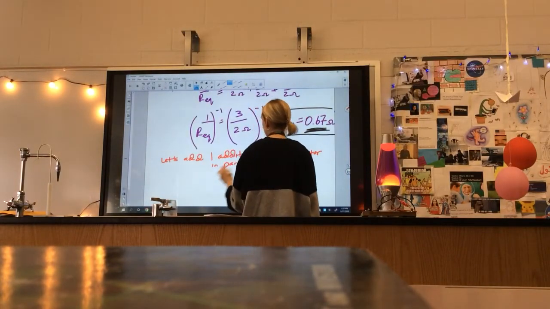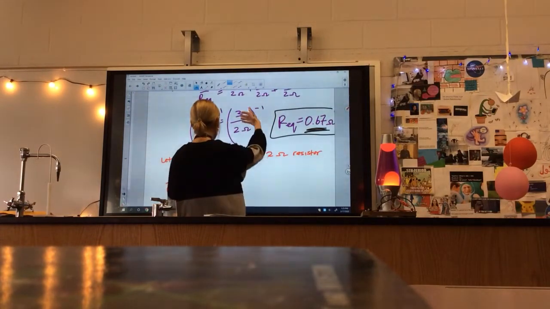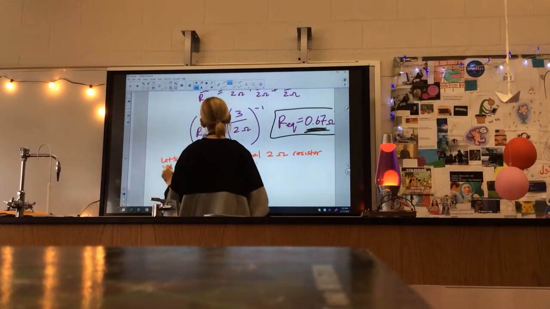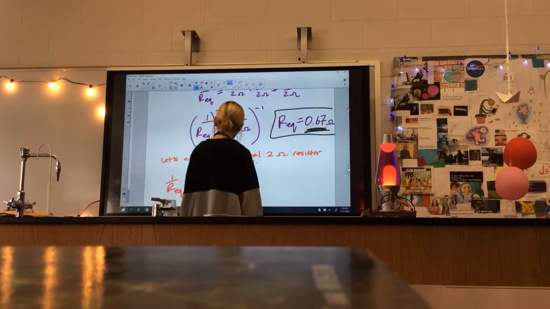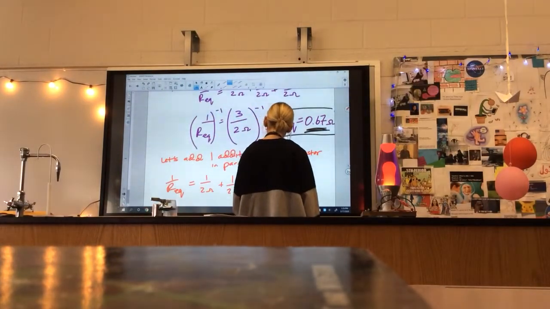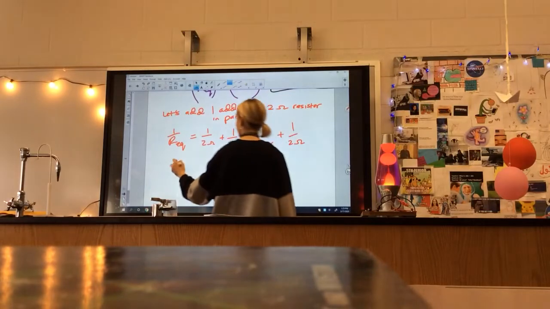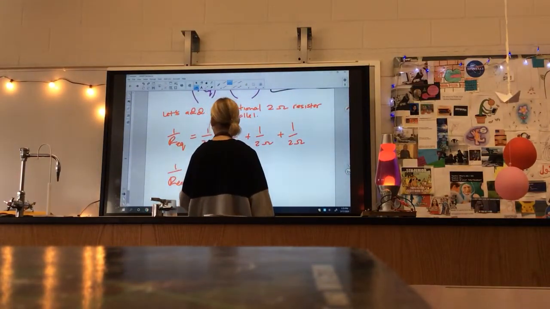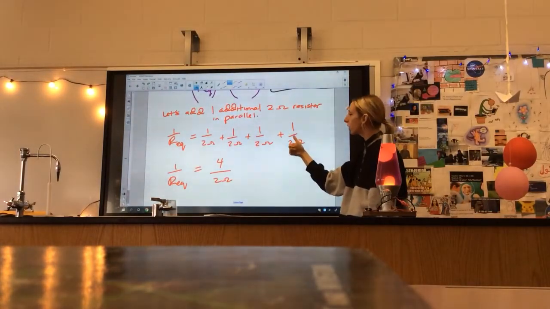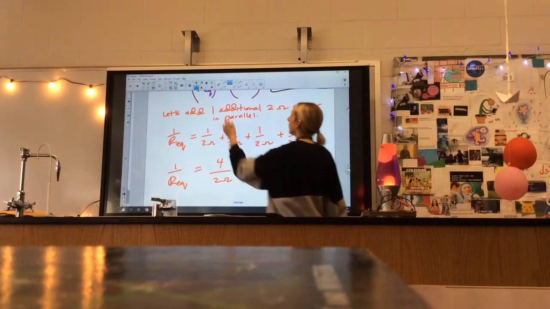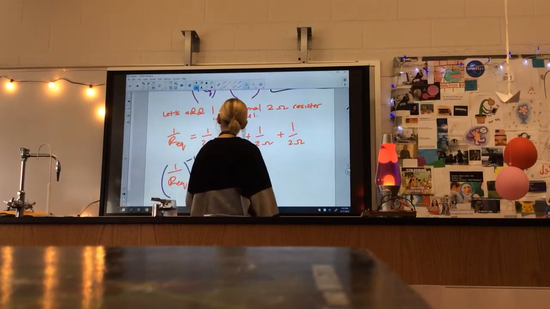So really, rather than 1 over REQ being equal to 3 over 2 ohms, we could expect it to be 4 over 2 ohms. So we have 1 over 2 ohms plus 1 over 2 ohms plus 1 over 2 ohms plus 1 over 2 ohms. So in adding another resistor, let's see what effect it has on the resistance. 1 over REQ equals, now we have 4 over 2 ohms, right? Because we have a common denominator, which is good, so we can add our numerators up. But we need to raise this to the -1 power. Take the inverse.